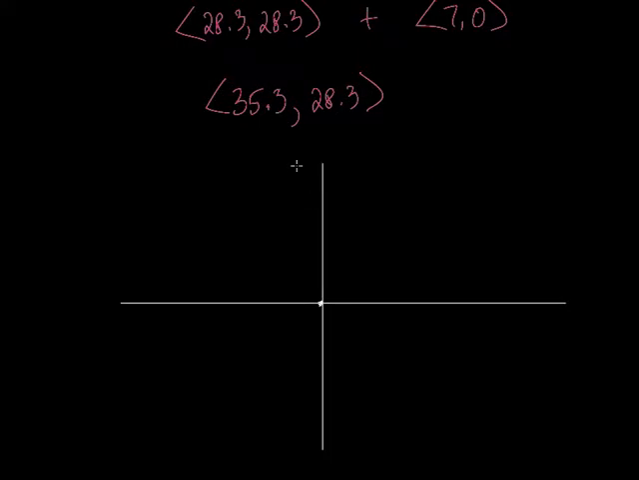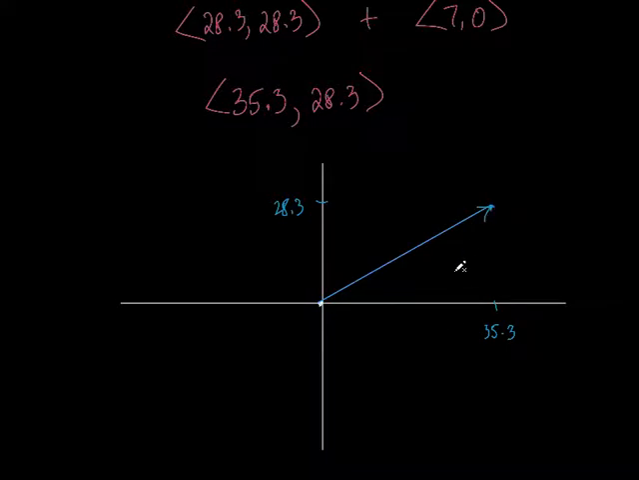We're going over 35.3, right? So let's just estimate. That's 35.3. And then this is 28.3, so probably about right in there. Is that all right with you? So that point right there is where we end up. So where do we start? From our origin, where do we end up? We end up right there.